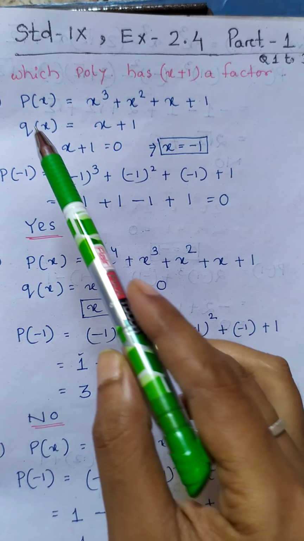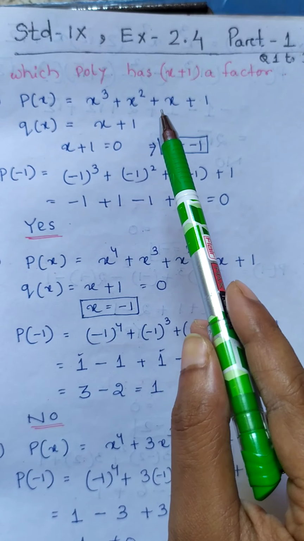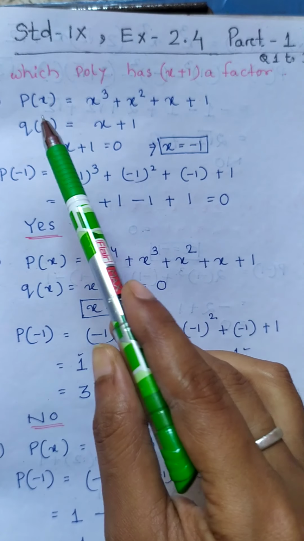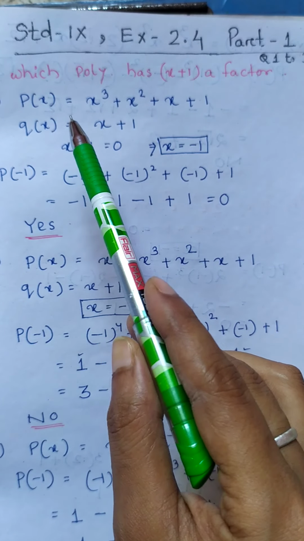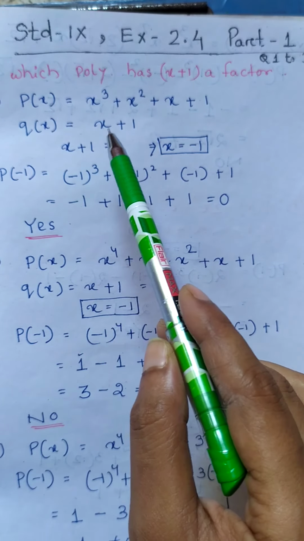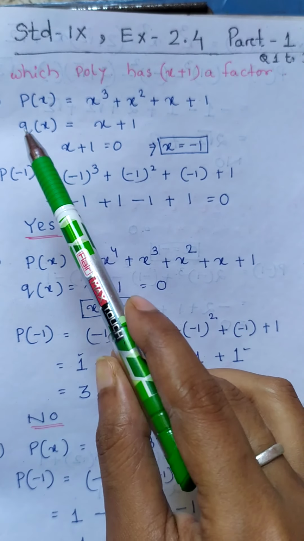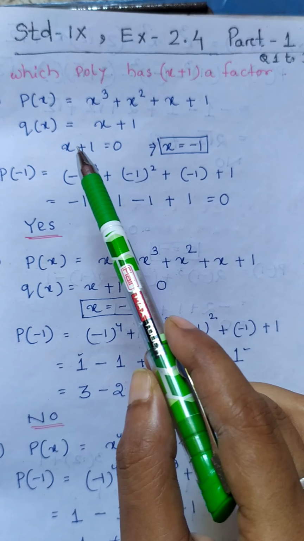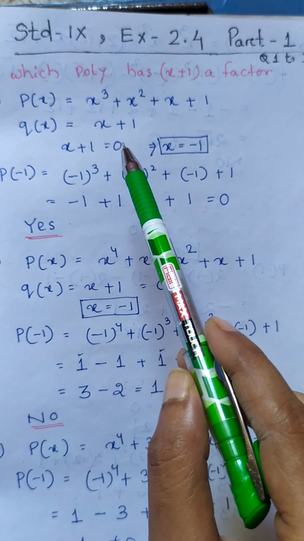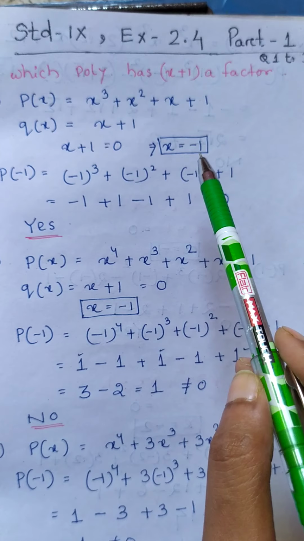So coming to part 1, p of x varies across the 4 parts, but q of x remains constant for all the 4 parts. So here q of x is x plus 1. So x plus 1 must be equal to 0. So x comes as minus 1.